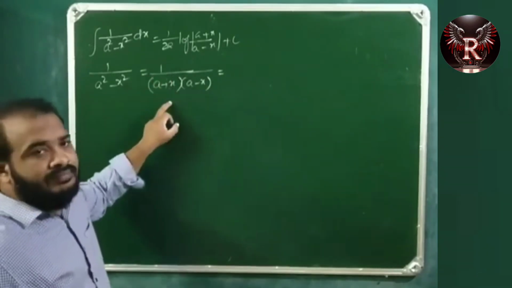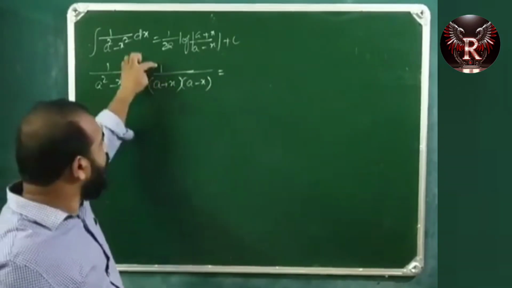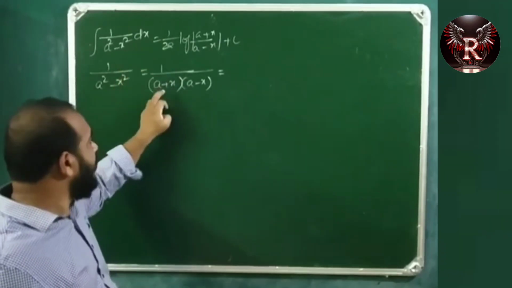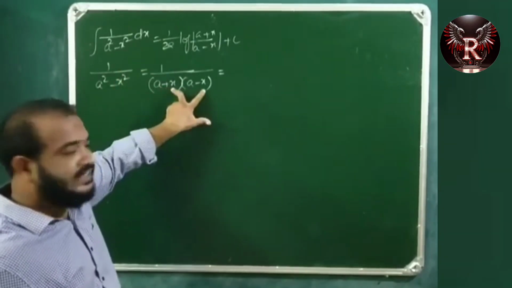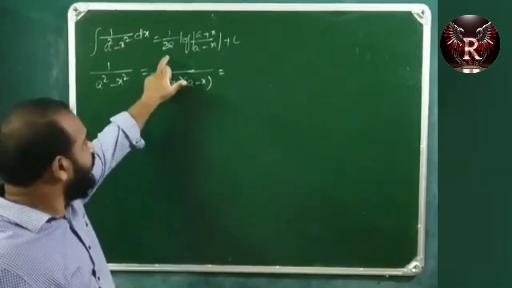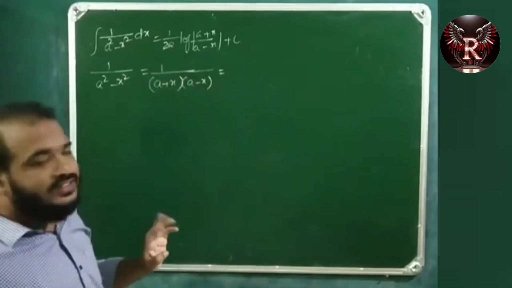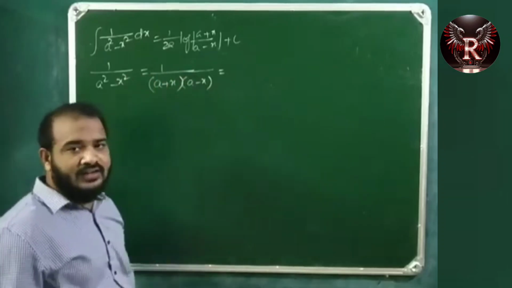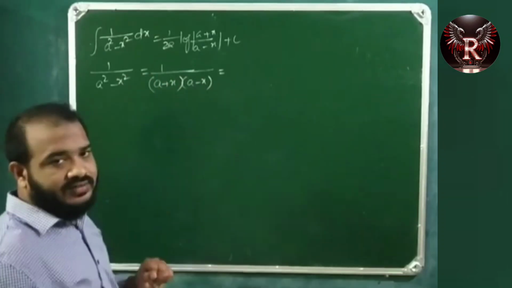So this is a proper fraction, with the degree of f of x being 0 and the degree of g of x being x into x square 2. So the degree of f of x is less than the degree of g of x. Therefore, the partial fraction method is used here.